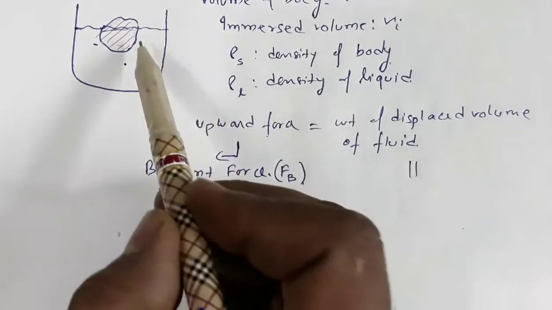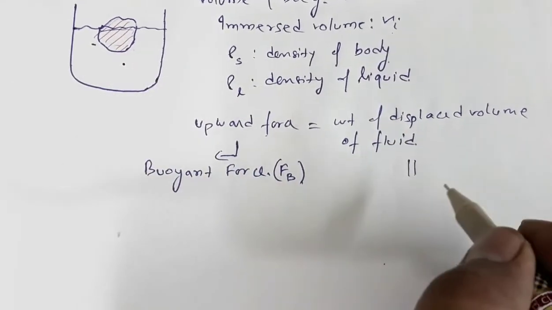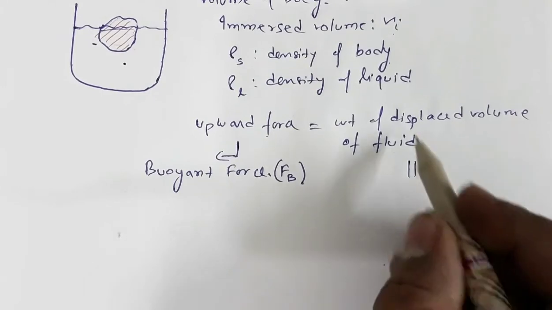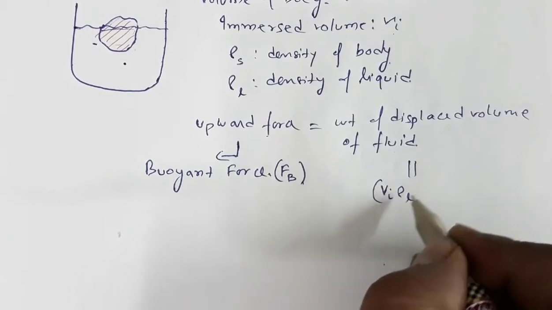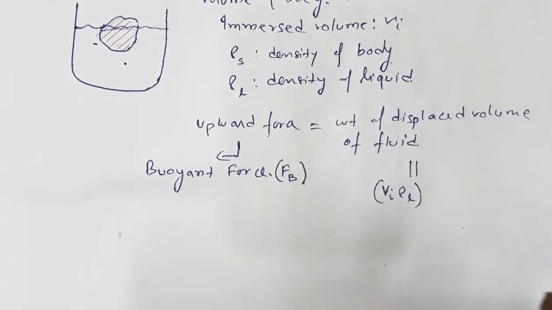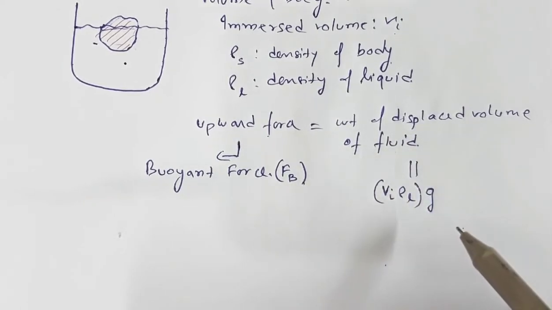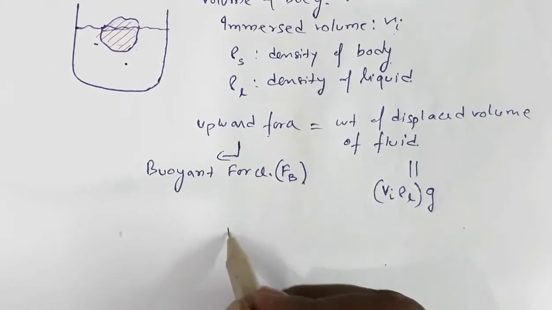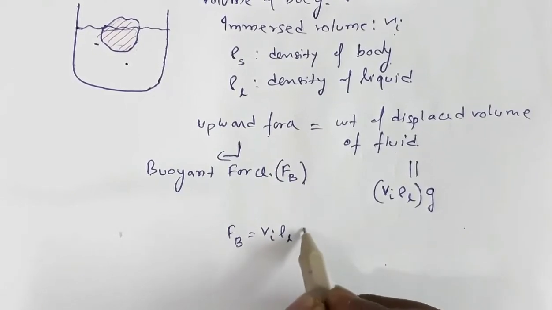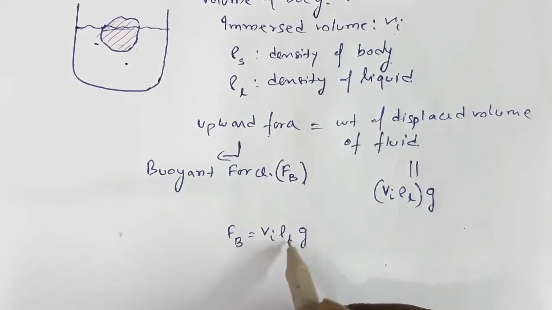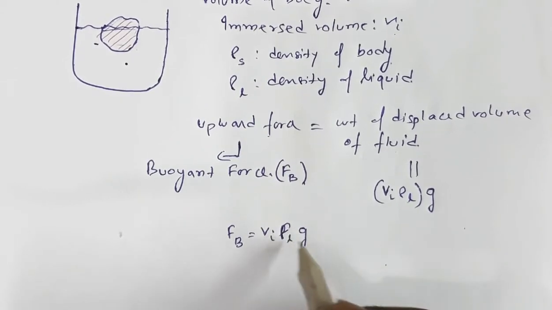See, immersed volume is Vi. So that means Vi volume of liquid is displaced. So weight of the displaced volume of the fluid will be Vi into density of the liquid. Volume into density is mass, into g is weight. This is equal to the weight of the displaced volume of the fluid. Now, Archimedes principle says that this buoyant force is equal to Vi rho L g, immersed volume into density of the liquid, into g.